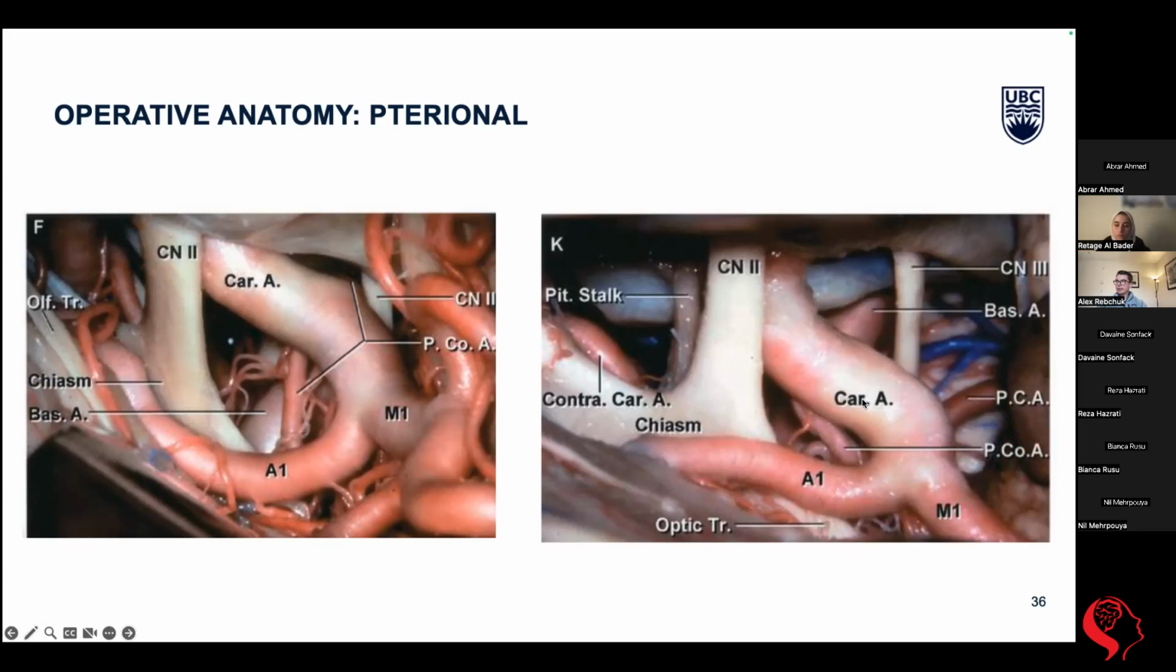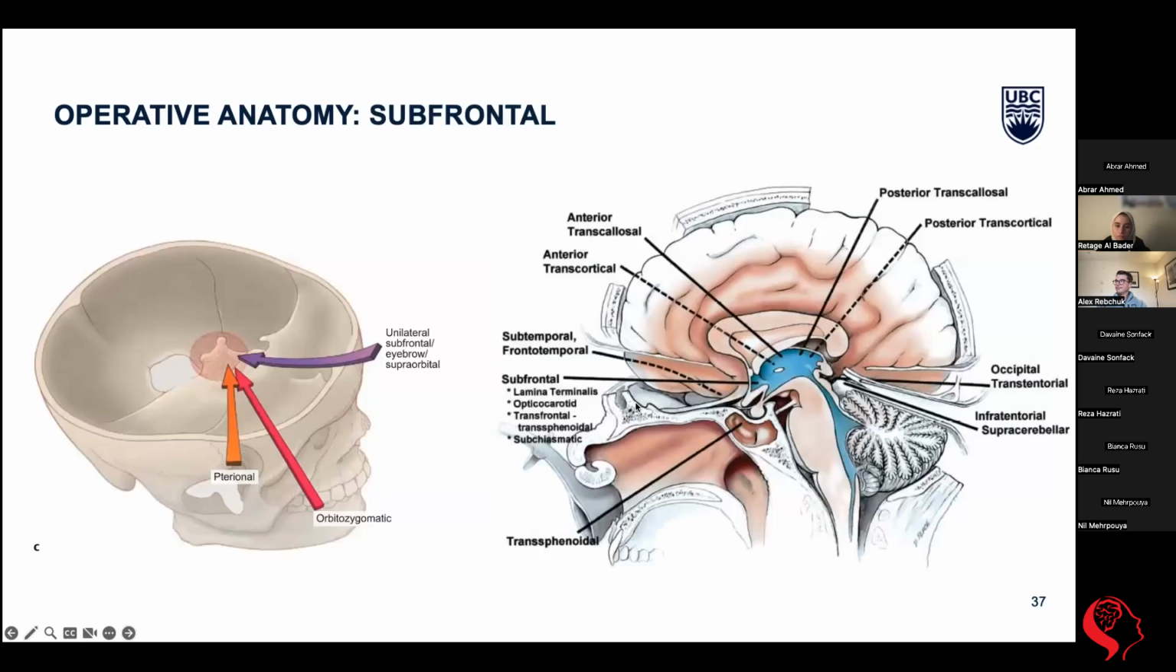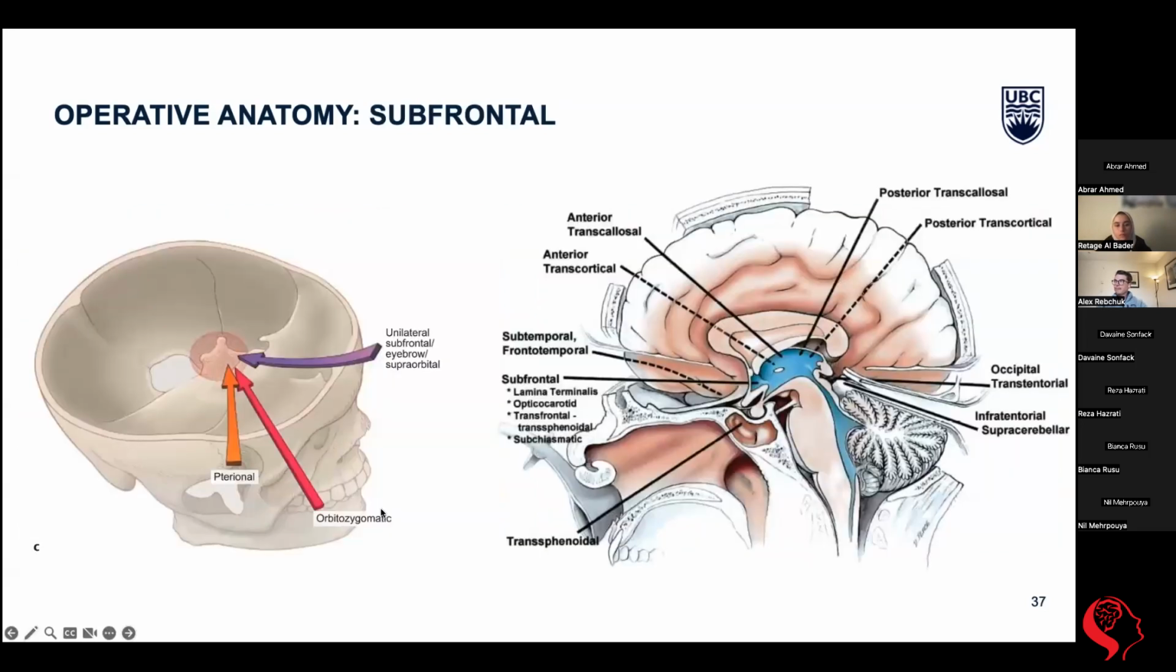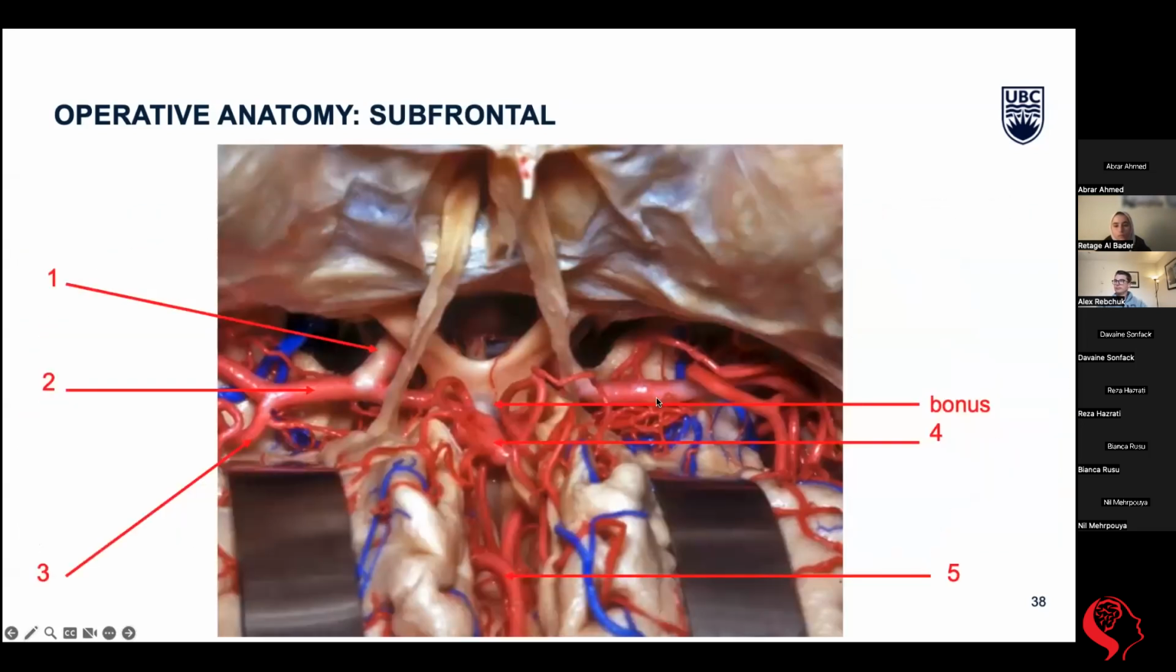So that's a view you'll see intraoperatively, and this is something where one would be expected, or hopefully would have a general sense of what you're looking at if you're looking under the scope and trying to get oriented. So that's kind of the workhorse. This view here is from the pterional, and it's the workhorse view that you'll see during your electives. Another view, subfrontal. So this is a giant exposure.